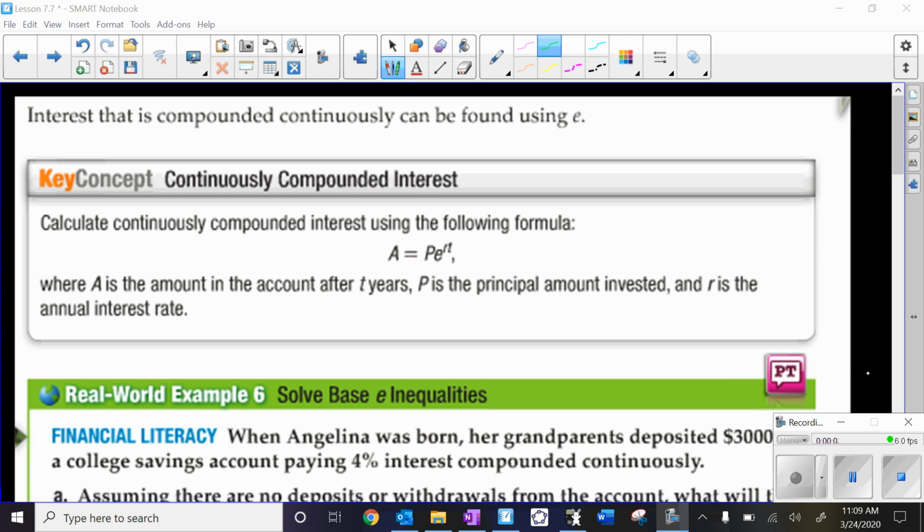Okay, the last thing that we're going to look at is continuously compounded interest. Very interesting that the number e actually shows up when we're dealing with compounding interest. So the formula that we're going to use is A equals P times e raised to the rt. P is your principal amount, or your original amount that you're investing. R is your rate, and t is your time in years. Okay, so that's what we're going to use.